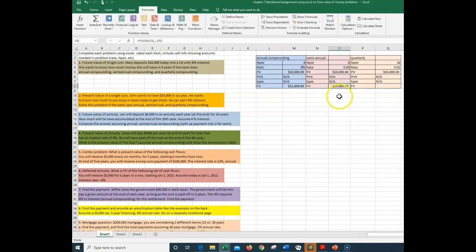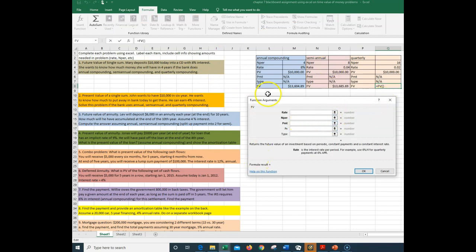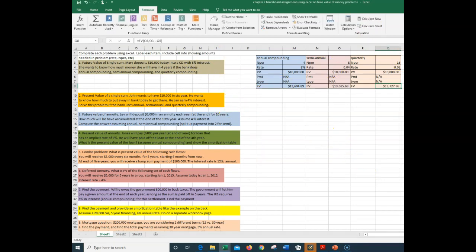And notice that she makes more money when she does semi-annual compounding, so that extra interest in the middle of the year, she's getting interest on top of that. Now we're going to go over to quarterly. And the number of periods, 4 times each year times 4 years, 16. The rate, you take 8% divided by 4, and so it's 2% every quarter. And I'm again going to go to recently used and plug in these numbers, and that's what she'll have if she has quarterly compounding. So we have the future value of a single sum done in 3 different ways.